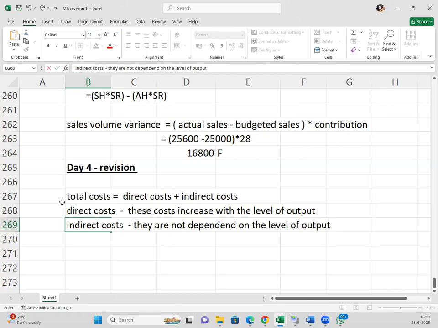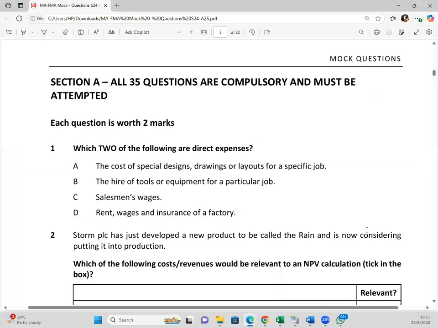With that in mind, let's go to the question and you tell me what you think is the correct answer. Which two of the following are direct expenses? Let's now work together. Which can we classify as being direct? Those that increase with the level of output.